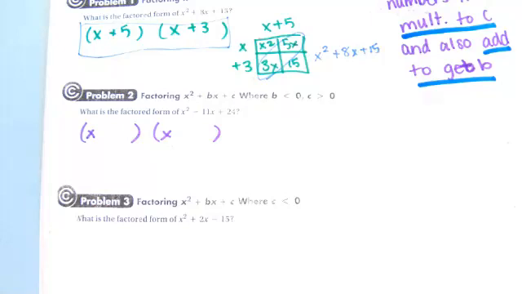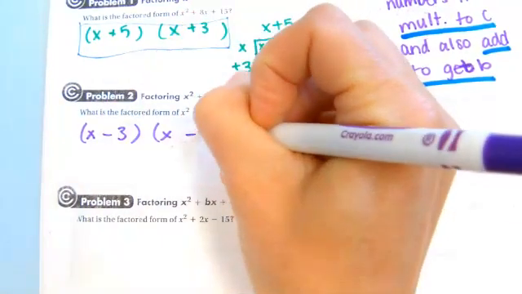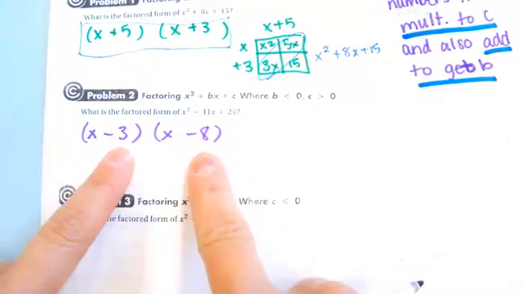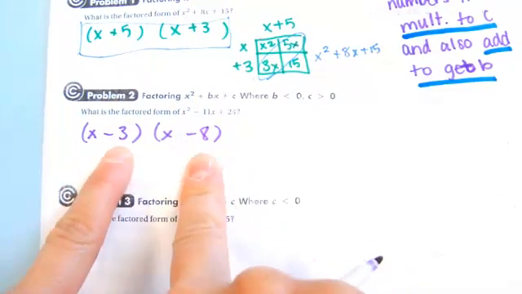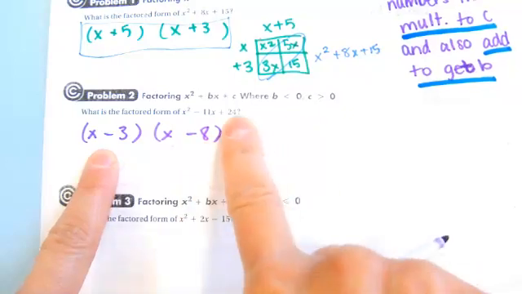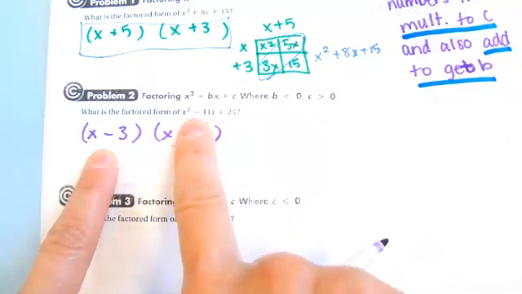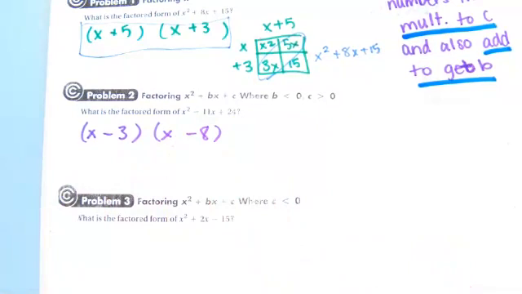8 and negative 3. You are so close. Again, they have to multiply to get positive 24 and add to get negative 11. Joelle: Negative 3 and negative 8, because a negative times a negative is a positive. So negative 3 times negative 8 gives me positive 24, but if I add negative 3 plus negative 8, I get negative 11. That's the answer.